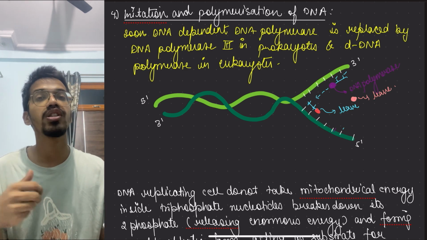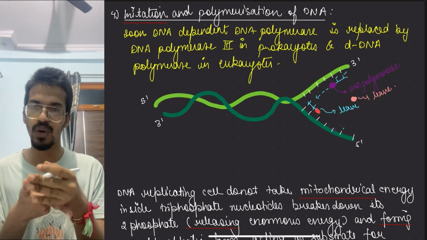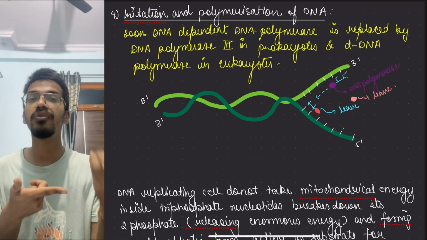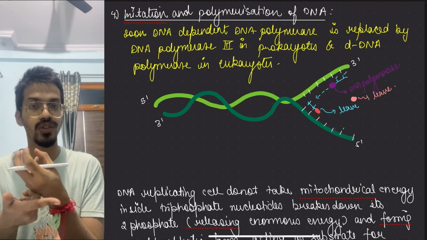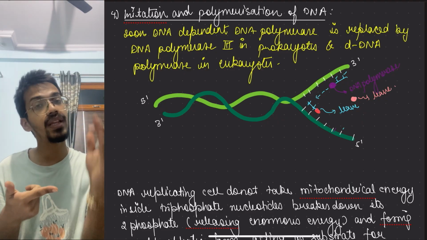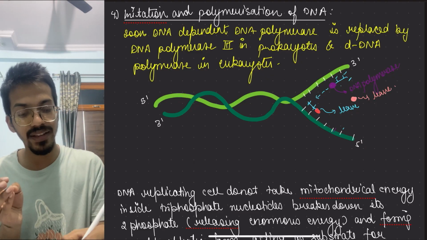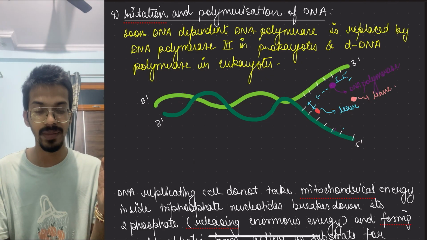These triphosphate forms of energy, what will they do? They will break down, since the phosphate bonds present with the nucleoside are higher energy bonds. So what will happen when they break? It will release lots of energy, which can be utilized to add the nucleotides in these complementary pairs.